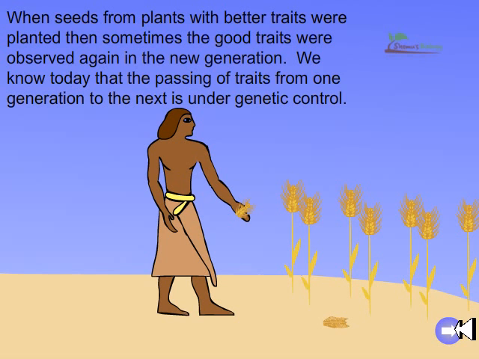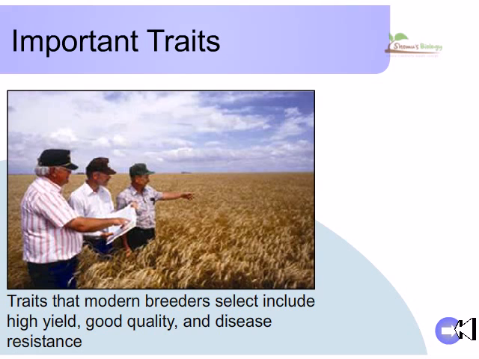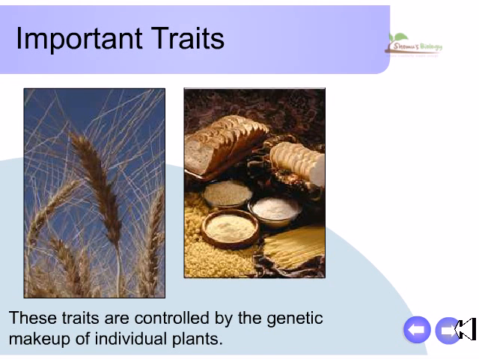When seeds from plants with better traits were planted, sometimes the good traits were observed again in the new generation. We know today that the passing of traits from one generation to the next is under genetic control. Scientists continue to improve plants and animals through a process known as breeding. They carefully select beneficial individuals to use in controlled crosses, producing the next generation. Traits that modern breeders select include high yield, good quality, and disease resistance. These traits are controlled by the genetic makeup of the individual plants.